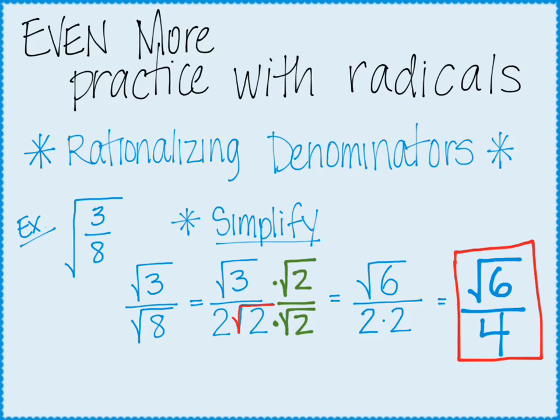Don't try to simplify that square root of 6 with the 4, because you can only simplify square roots with square roots. You can only simplify the numeric value, not the rational numbers with radicals, and square roots with square roots, and cube roots with cube roots, etc.